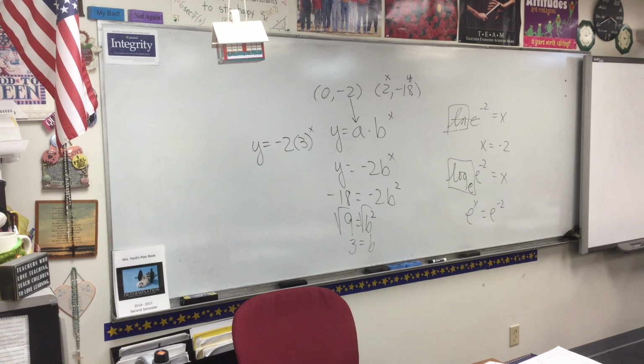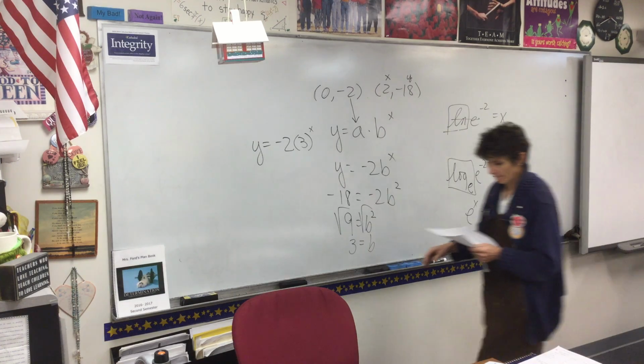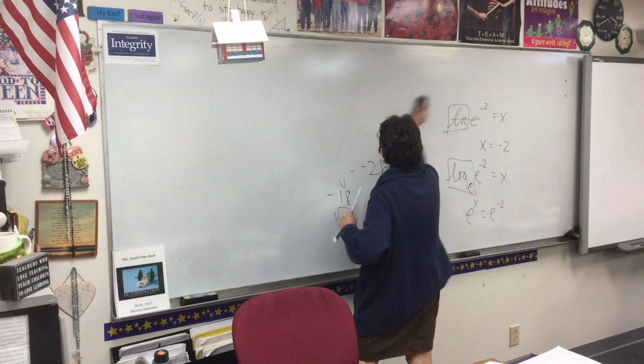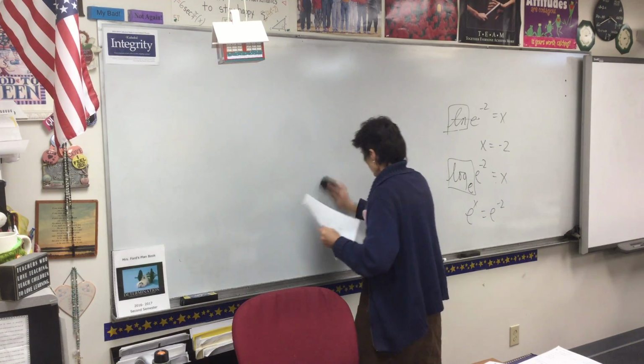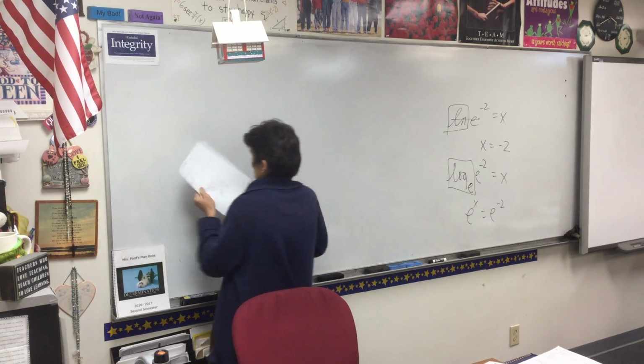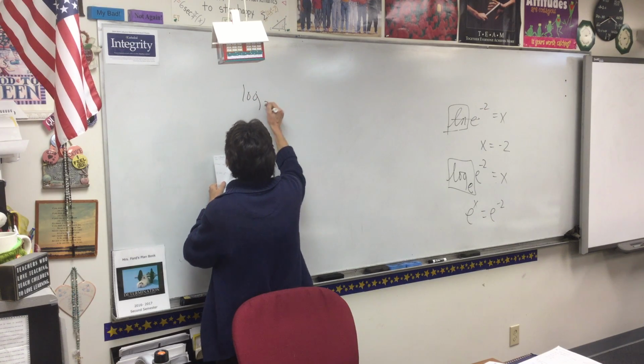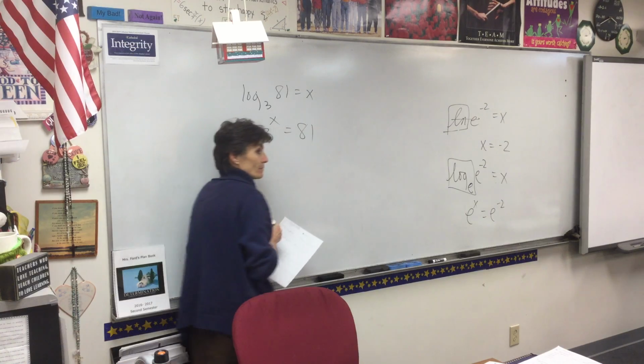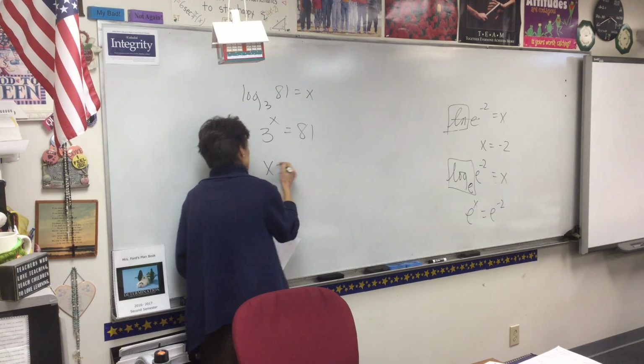Let's get going. What do you think about number 1? Loop-de-loo it, absolutely. And when we loop-de-loo it, we end up with 3 to the x equals 81. And we know that is 4.